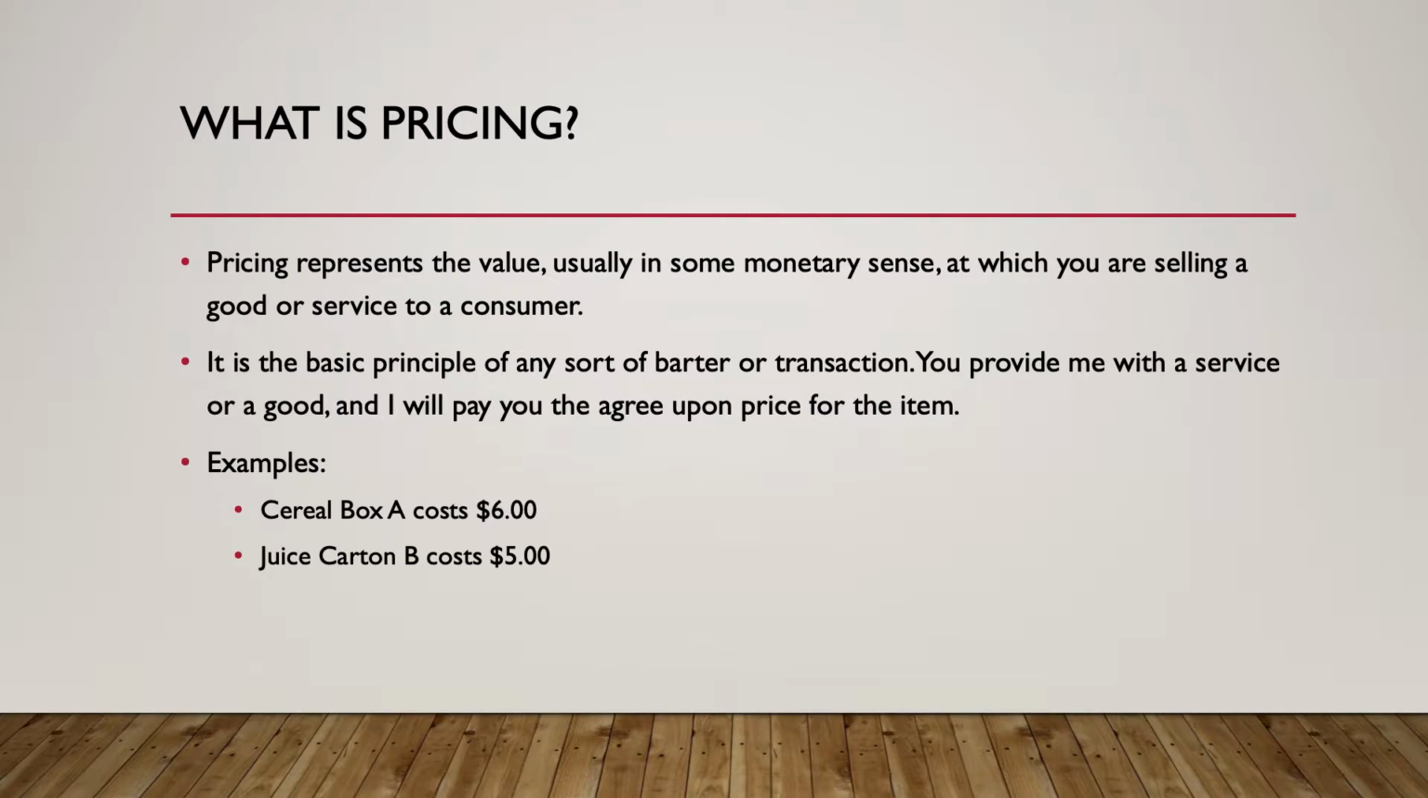So let's just go over a quick example. Let's say I walk into a grocery store and I see a cereal box. Let's call it cereal box A. I see a price for it. It says that it costs $6. That is the price for the item. Let's say that there's a juice box that's actually next to it, juice carton B, and it is being sold for $5. So that's the price of that item. This is a very simple, very straightforward concept. We've been taught pricing, or this concept of pricing, ever since we were small children, and so this shouldn't be anything too foreign for anyone.